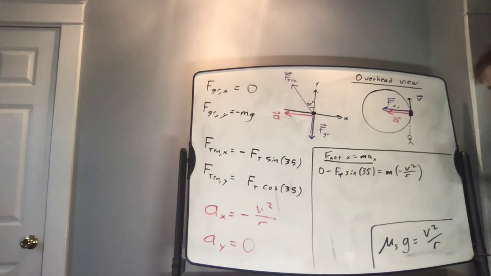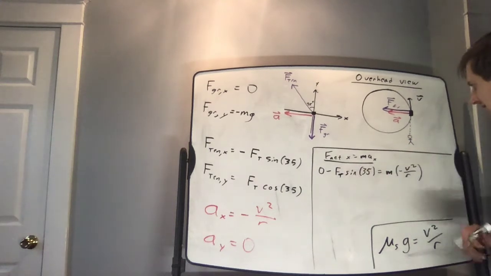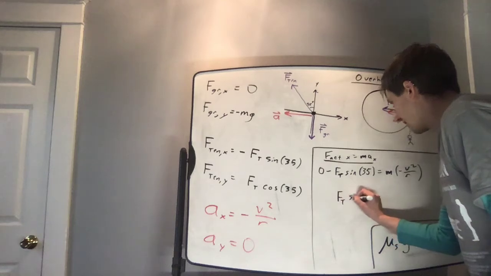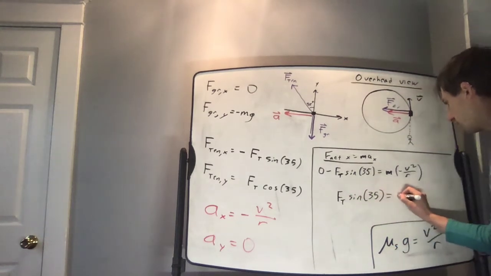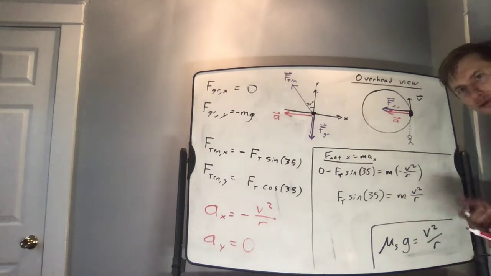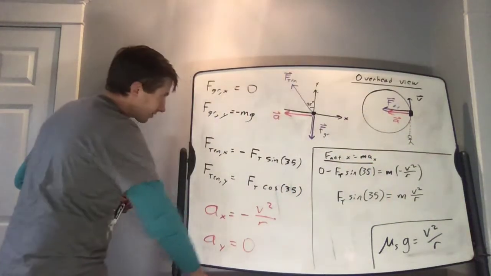Now I could simplify this equation somewhat. I could get rid of the negative signs, and then I could write this as Ft sine 35 equals m v squared over r. I'm going to just leave this equation as it's written for the moment.